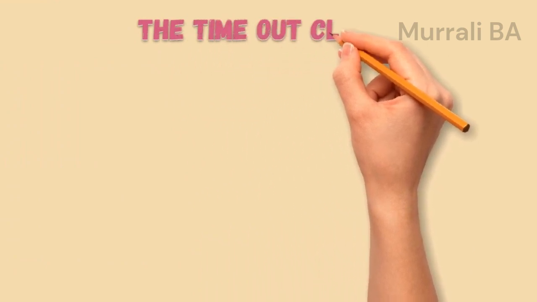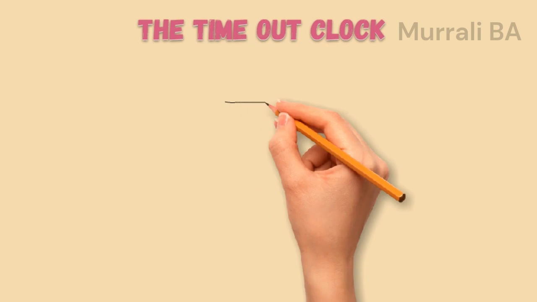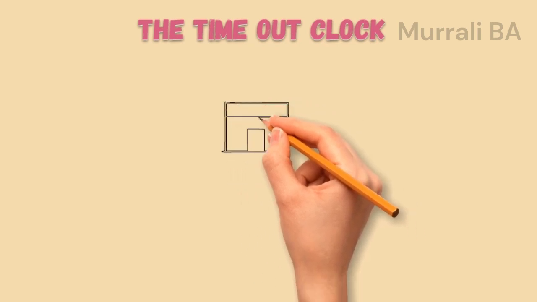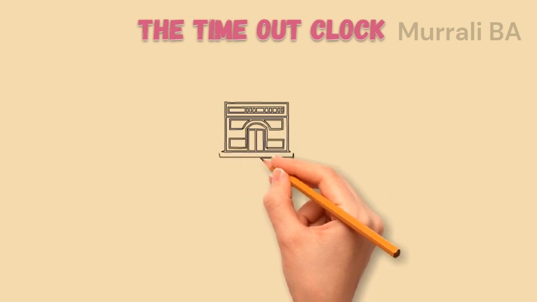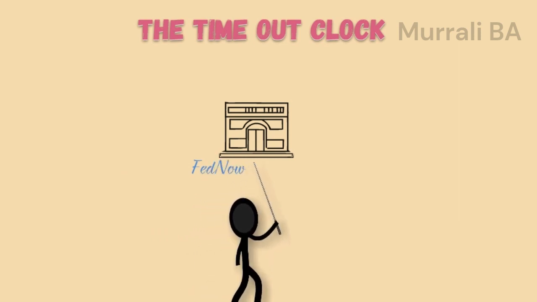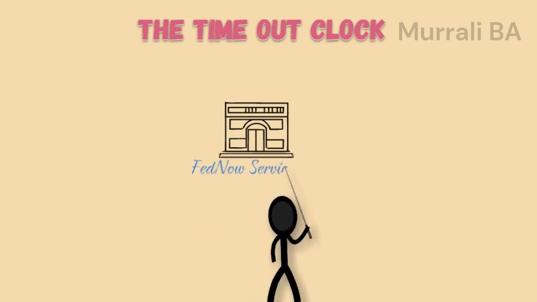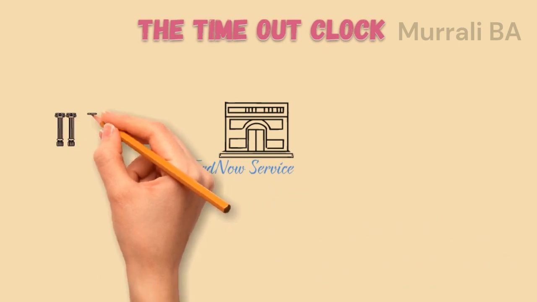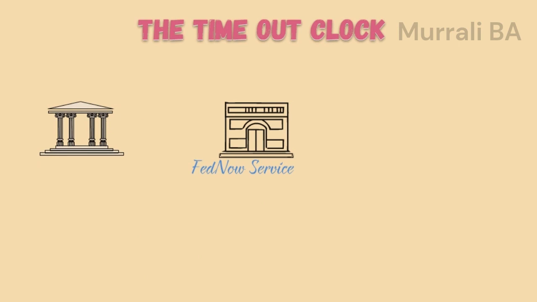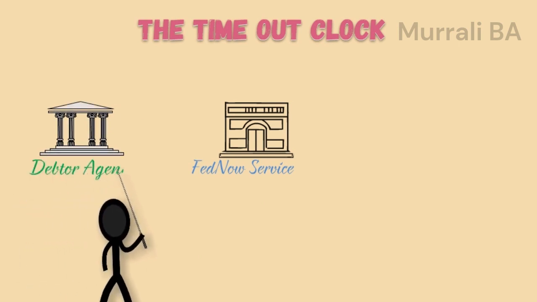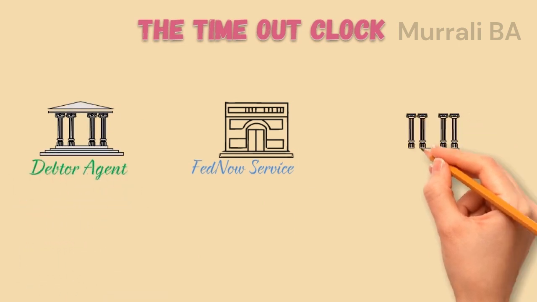I hope this is clear. Now we will understand the process in detail. The FedNow maintains the timeout clock and measures the time taken for a message flow within the interbank space, which is a maximum of 20 seconds, and it also validates that the creditor agent is not taking more than 5 seconds to send back the response. If any one of these validations fails, then the payment is rejected and will not be settled by the FedNow.